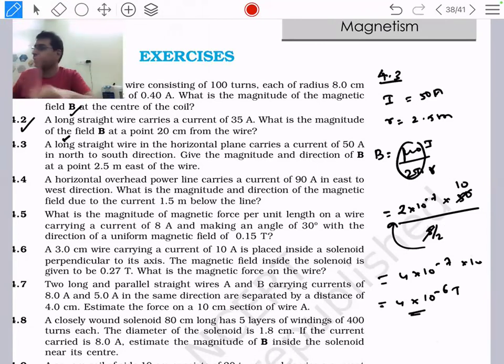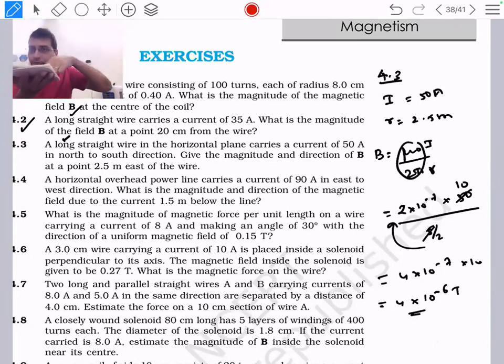How to find the direction? See, current is flowing from north to south. Generally a common mistake people make is they take north and south along the z direction. Don't make that mistake. The current is flowing from north to south as if you have kept the wire on the table, because they have told it is in the horizontal plane. So this is the horizontal plane.